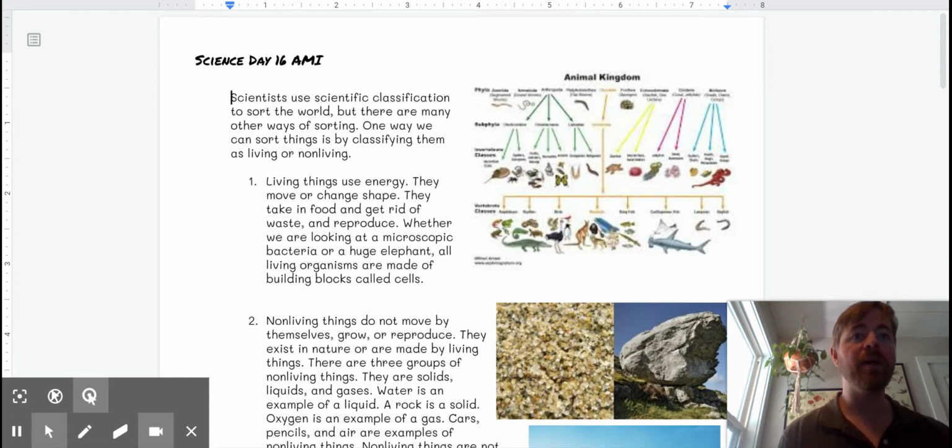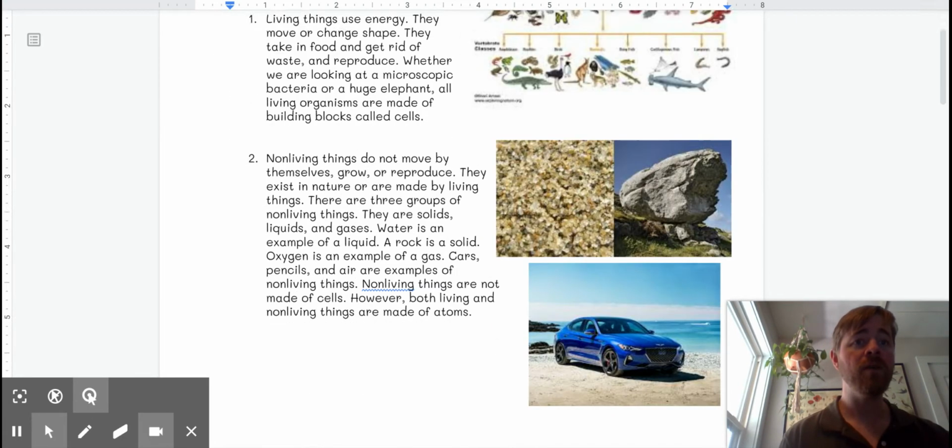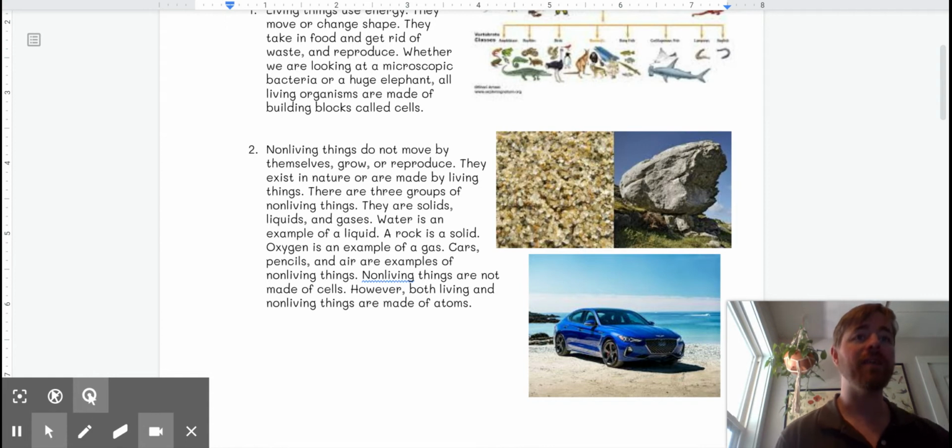So this one is about two groups, living things and non-living things, and it gives us a little explanation of what living things are. Living things use energy. They move or change shape. They take in food and get rid of waste and reproduce. Whether we're looking at a microscopic bacteria or a huge elephant, all living organisms are made of building blocks called cells. Then it tells us a little bit about non-living things.